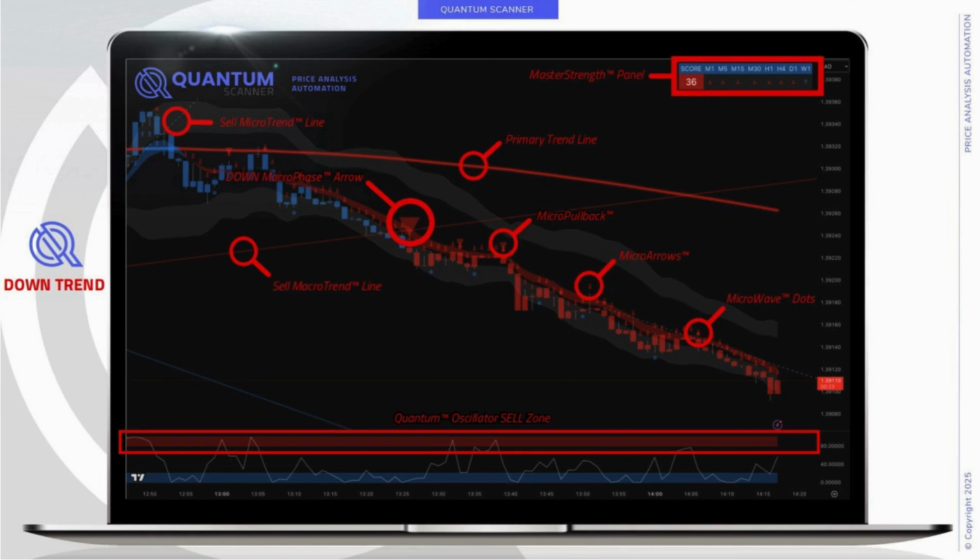For specific trade entry opportunities, we can then utilize the micro pullback, the micro arrows, and the microwave dots for specific trade locations.